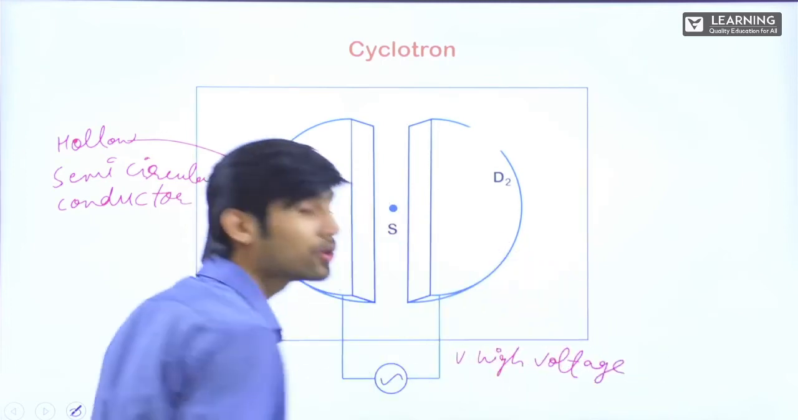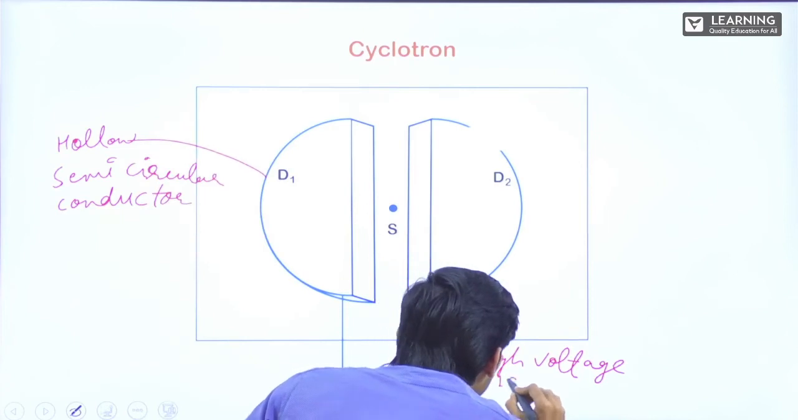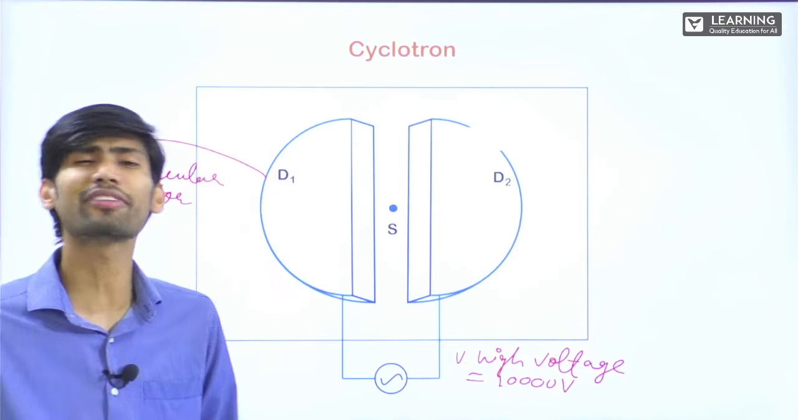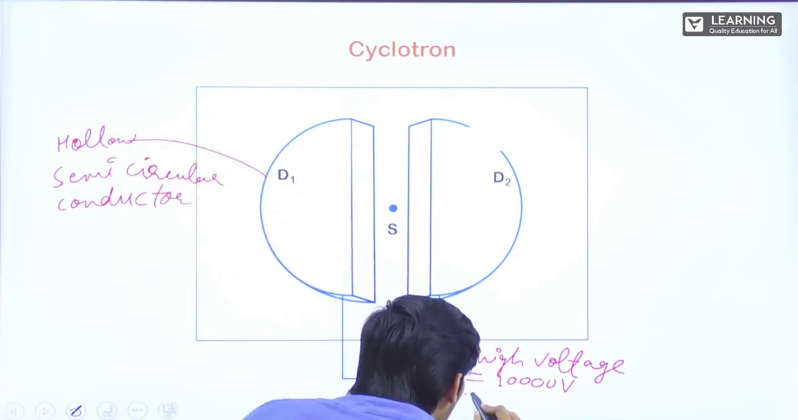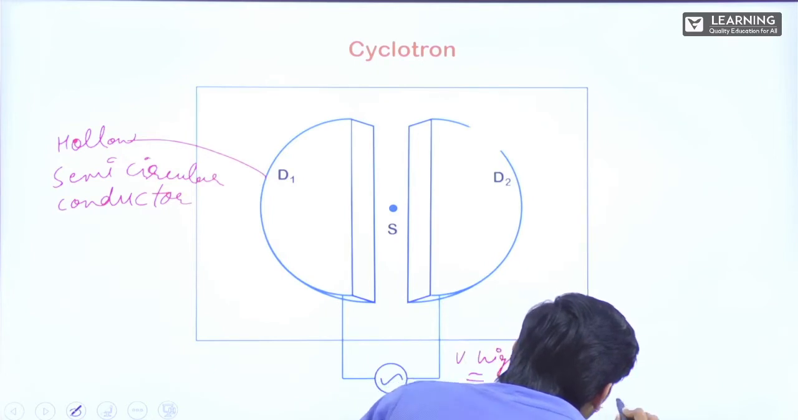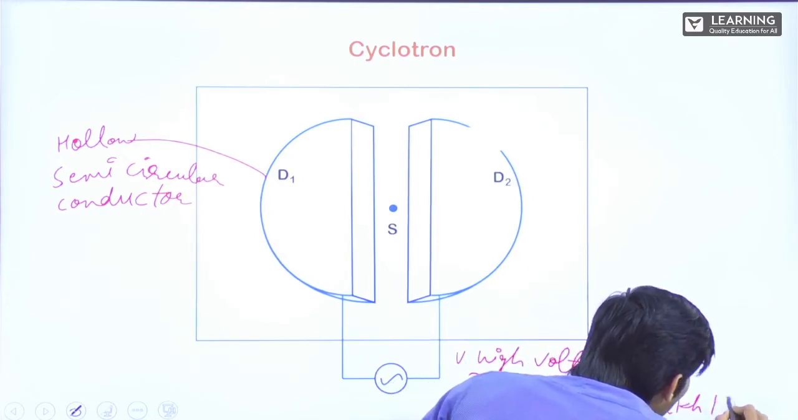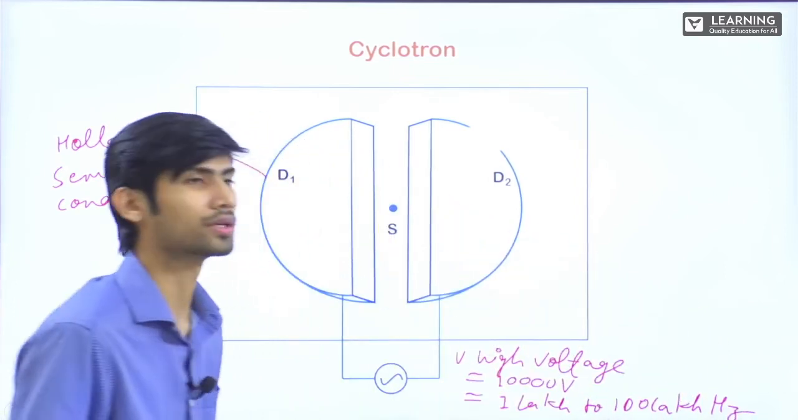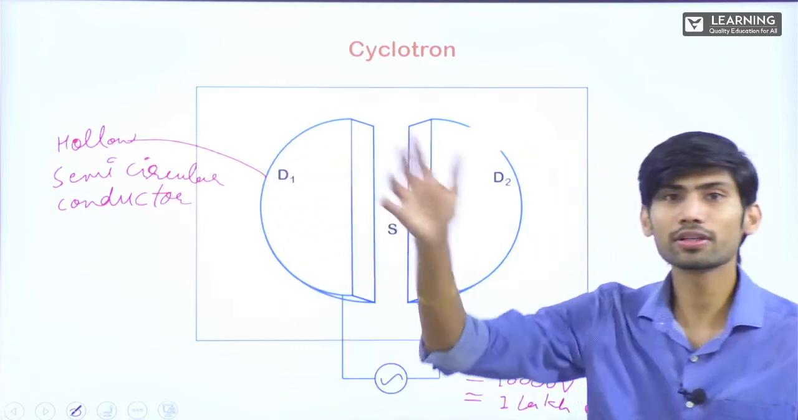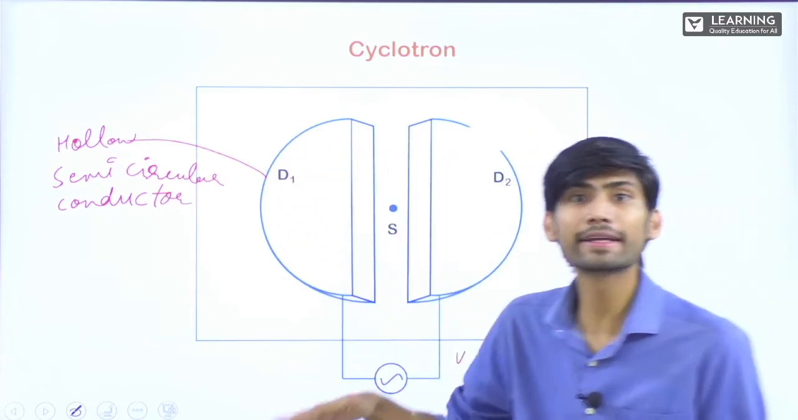Very high voltage, around 10,000 volts. Clear? And the frequency is also very high, around 1 lakh to 100 lakh hertz. That means in a second it is actually changing its polarity 1 lakh times. It is vibrating, it is oscillating.